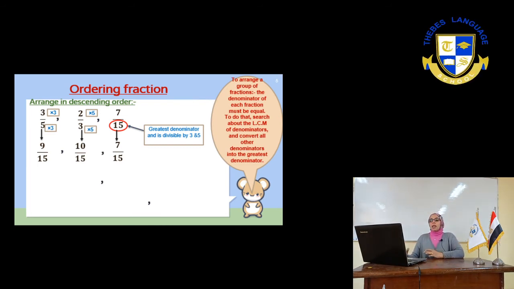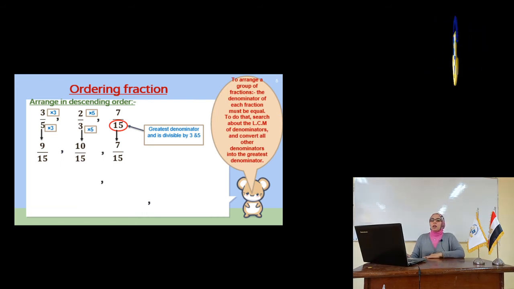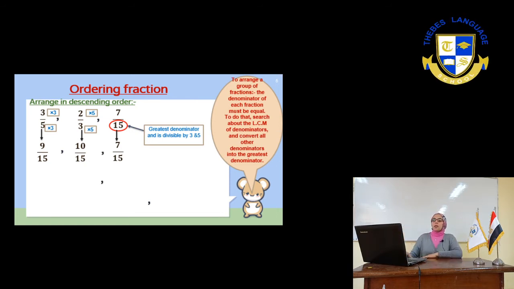We can arrange now in descending order. Descending means we start with the bigger. So what is the first fraction? It will be 10 over 15 and then 9 over 15. Last one will be 7 over 15.